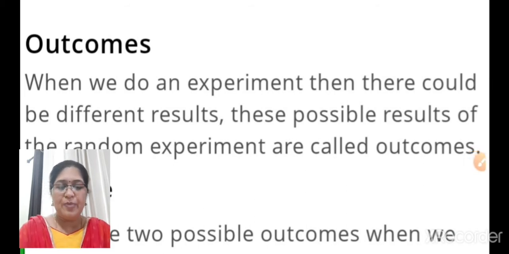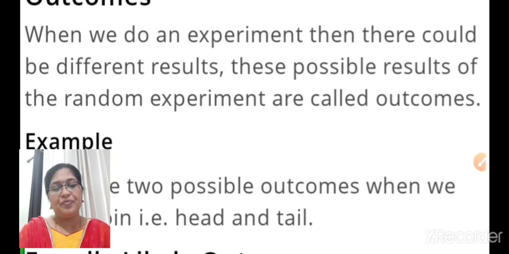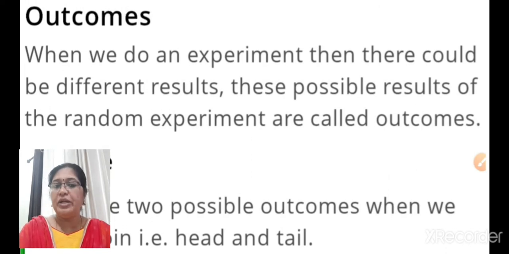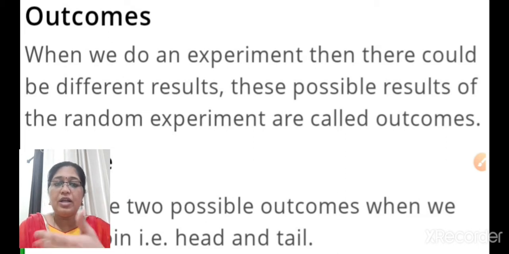Next concept, outcomes. When we do an experiment, there could be different results. These possible results of a random experiment are called outcomes. When I am tossing a coin, what are the results? It can come as head or it can be a tail. These are the two results. So these answers, head and tail, are the outcomes.